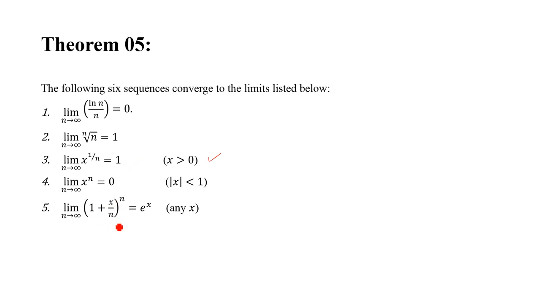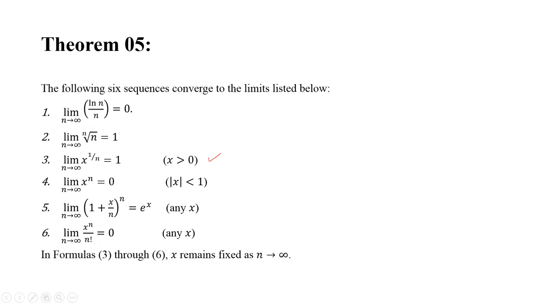The limit of (1 plus x over n) to the power n is e to the power x, and the limit of x to the n over n factorial is 0 for any x. These formulas, 3 to 6, all contain x in the definition. So x remains fixed as n approaches infinity. Once x is chosen, then x remains fixed. Try to prove all these results yourself.